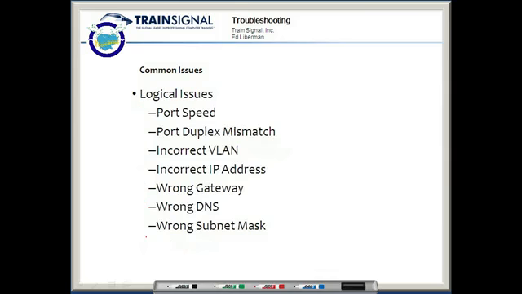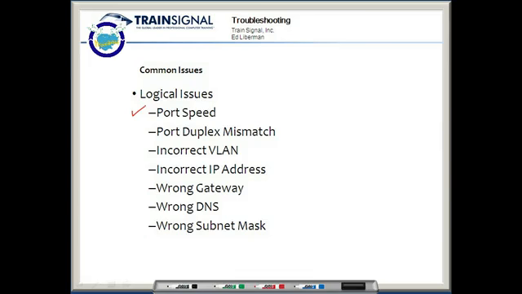Next, we have our logical issues. Now, there's a number of logical issues which pretty much just have to do with the way networking devices have been set up. If they've been set up wrong, then we might have an issue. Right from the top here, we have port speed. What this means is, on a computer, for instance, you have your network interface cards, and those network cards can be configured to function at a certain port speed.